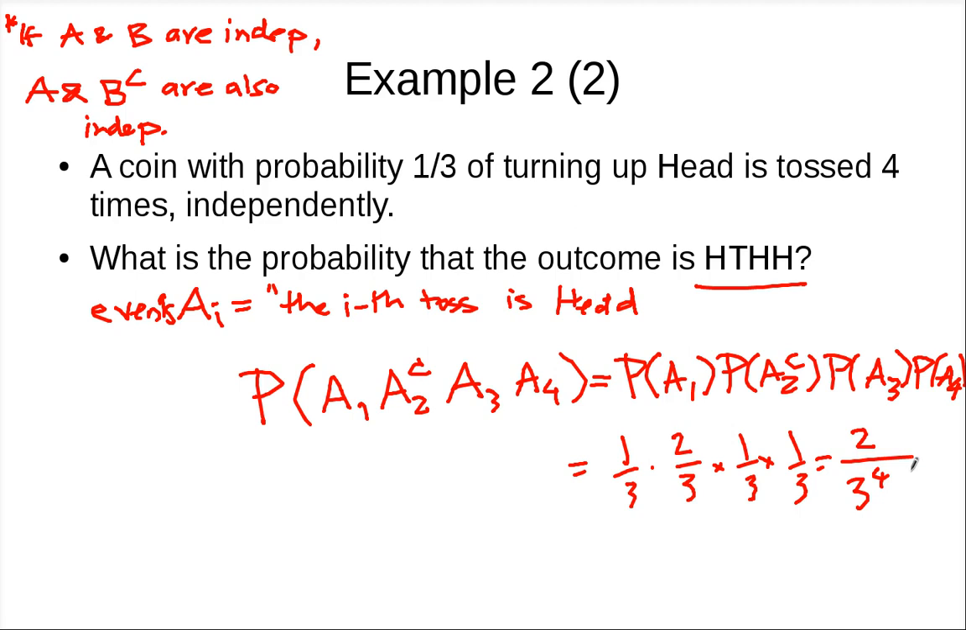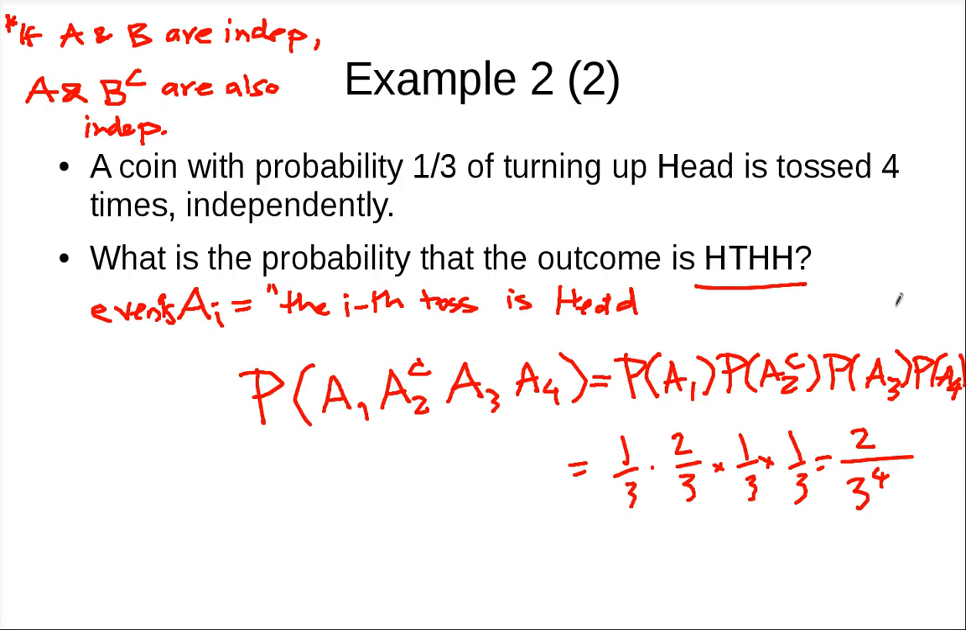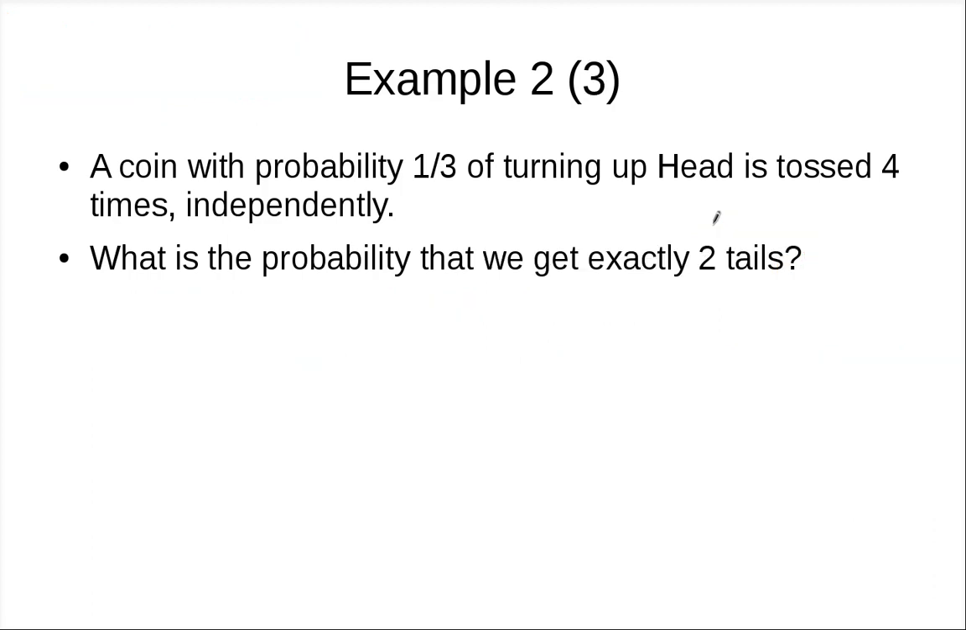Right, and again the same coin, and the same experiment. So what's the probability that we get exactly two tails? Previously we looked at just one exact outcome, right? Now we want something more general, so we want that we get exactly two tails. So what are the possible outcomes that look like this? So we're going to have an event.